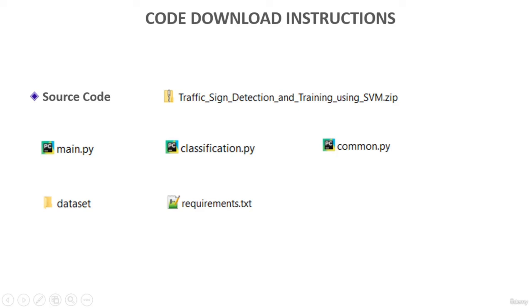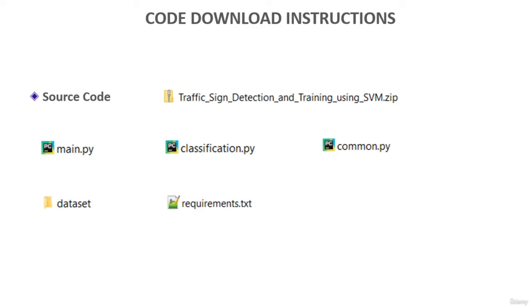I will now explain the code download instructions for the project. In the resource section of this lecture, you are going to find the traffic sign detection and training using svm.zip file, which you have to download and then unzip. In this, you will get main.py, which is the main file that you need to open in PyCharm.